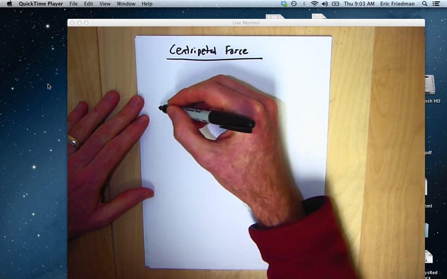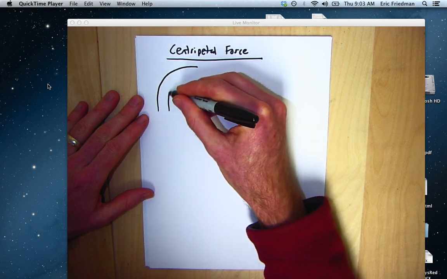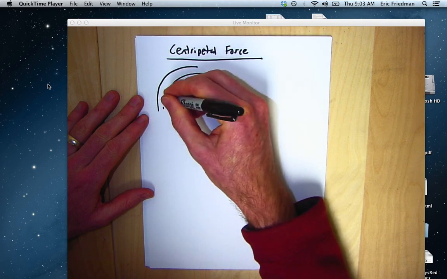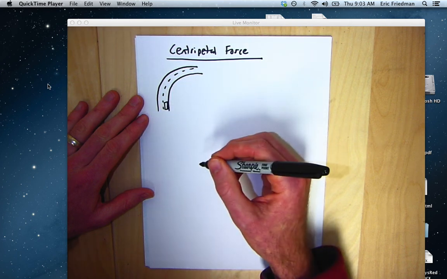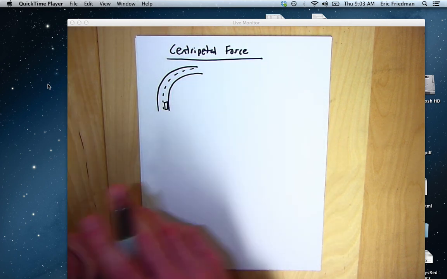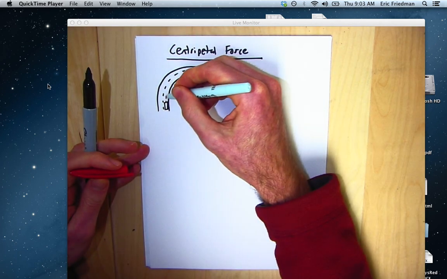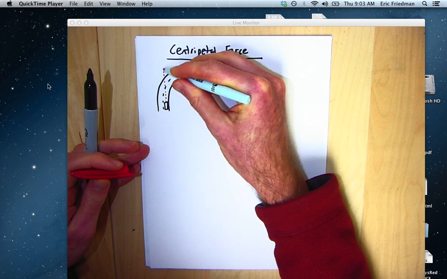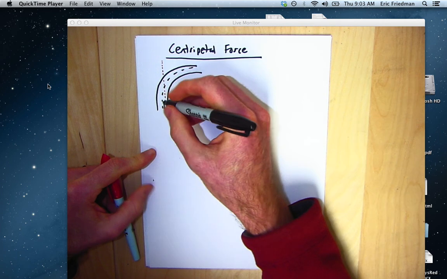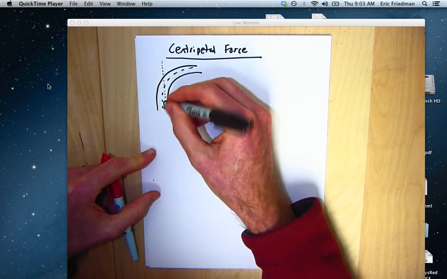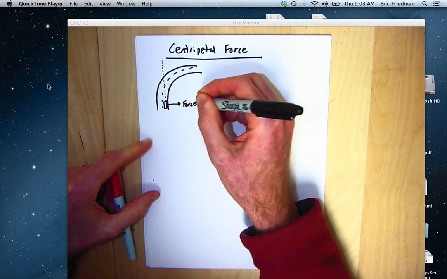Let's say we've got a road with a curve in it and we're looking from the top down. There's a road with a curve in it and we've got a car traveling down the road. There's my car, pretty simple. What we know from Newton's first law is that if the car is moving, it's going to want to keep going in a straight line unless there's a force acting on it. So if I want to get my car to turn to the right to go around this corner, what I need is a force acting on it in this direction to get it to turn.